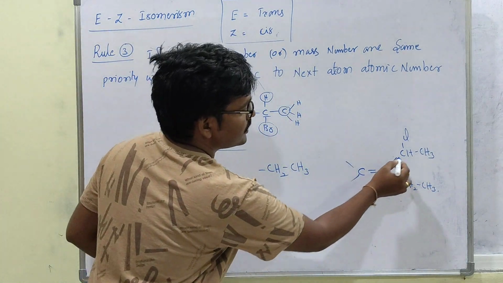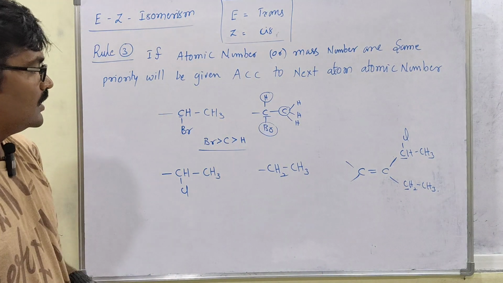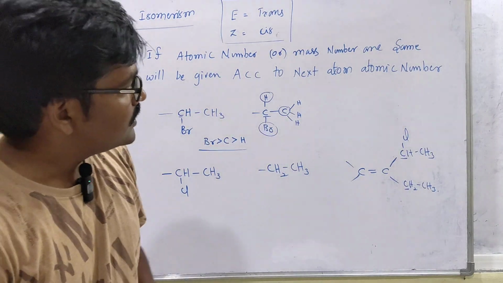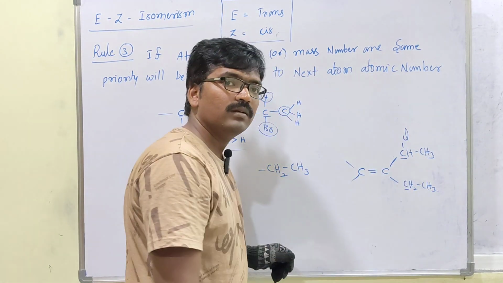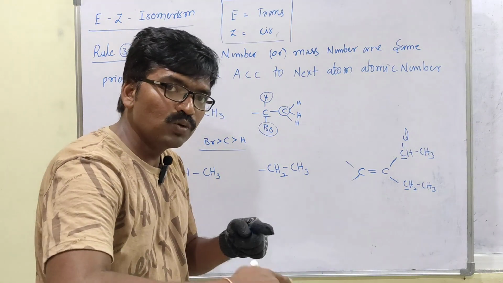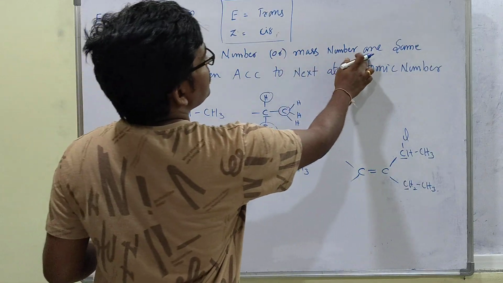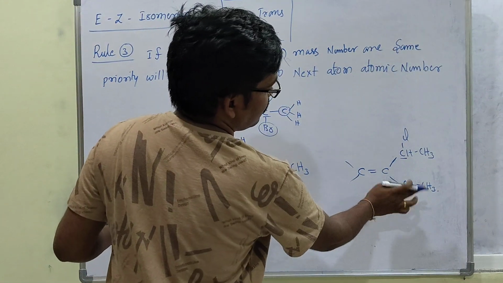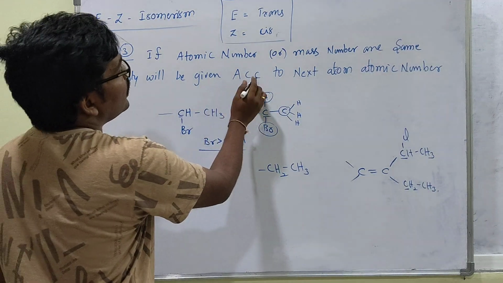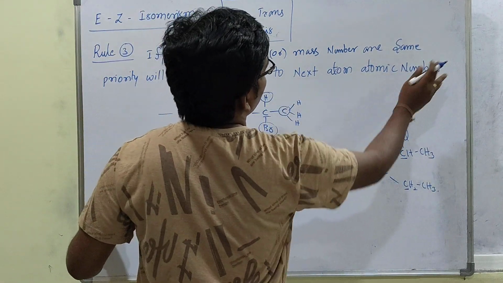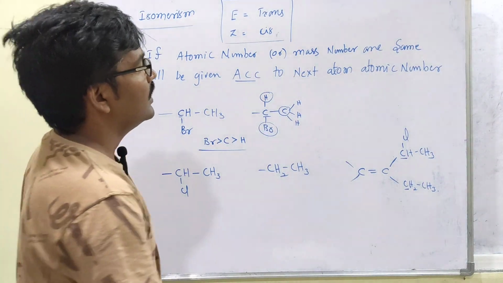Observe it carefully. If you take the first atom, carbon, and the atoms are the same, then you have to go for the next atoms. If the atomic number or mass number are the same, carbon atomic number is the same, mass number is the same, then priority will be given according to the next atom's atomic number.